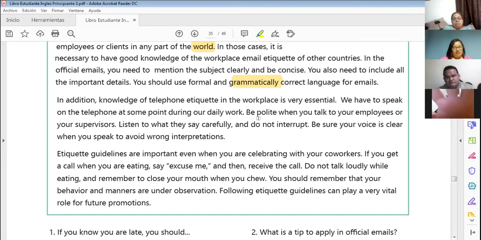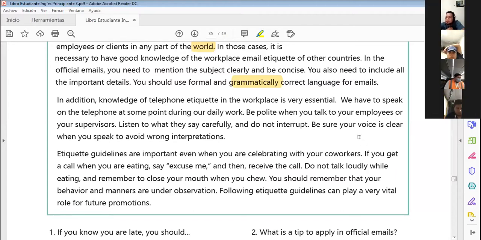Be polite when you talk to your employees or your supervisors. Listen to what they say carefully and do not interrupt. Be sure your voice is clear when you speak to avoid wrong interpretations. Wonderful, thank you very much. Okay, let's continue reading with Roberto Coreas.